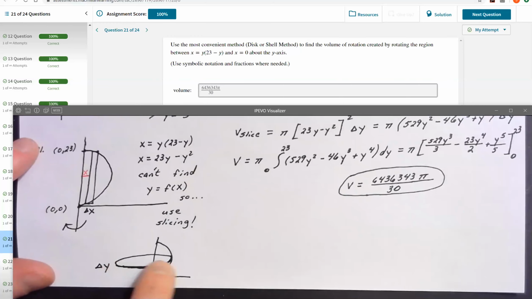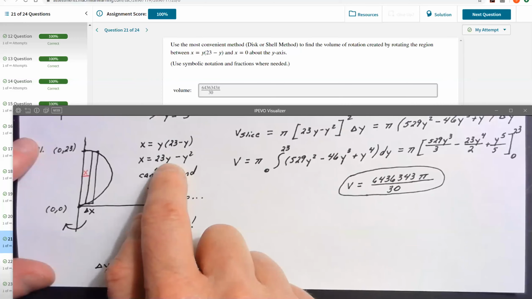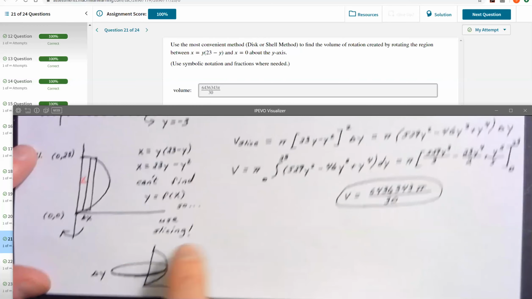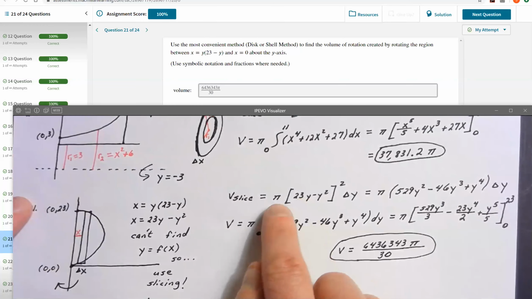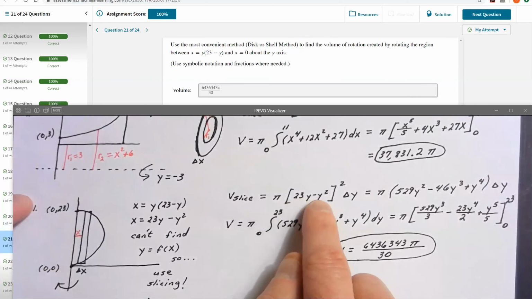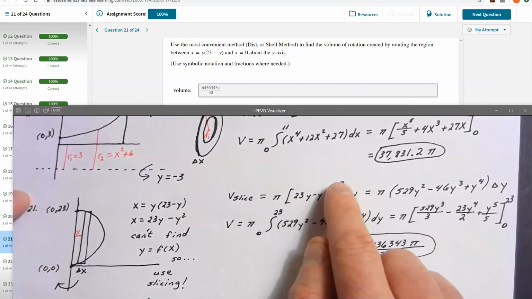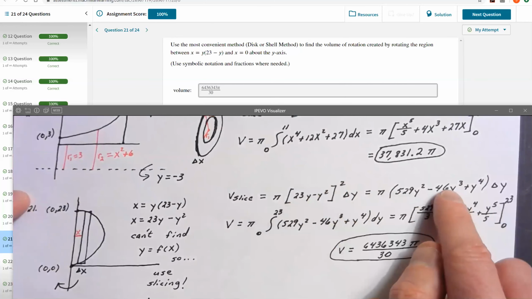And I can say, well, in my slices, that's going about the y-axis here, the radius of that slice would be the distance from the axis of revolution to the curve. Well, I already know what the curve's formula is right here. So then I can say the volume of one arbitrary slice would be pi r squared times the thickness delta y. That's what I have right here. Pi times 23y minus y squared quantity squared times delta y. Carried out the algebra, squaring out that binomial to get to this. And then I can say, well, that's the volume of one slice.